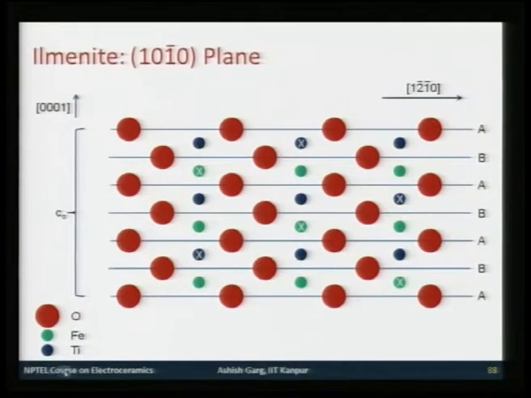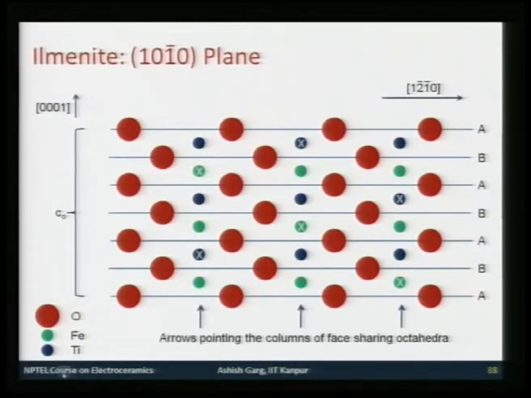Again you can mention the directions just like that. So, this is how it is, and again these are the face sharing octahedra, but now regularly alternatingly occupied by iron, titanium, vacant, iron, titanium, vacant. So, this is how the occupancy sequence is going to be. So, this is another important structure, which is the ilmenite structure.